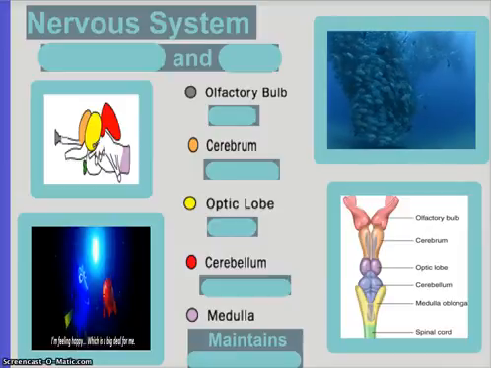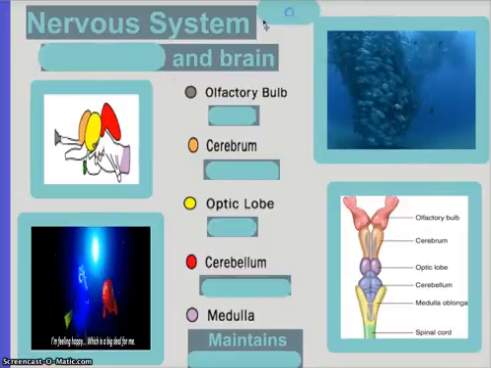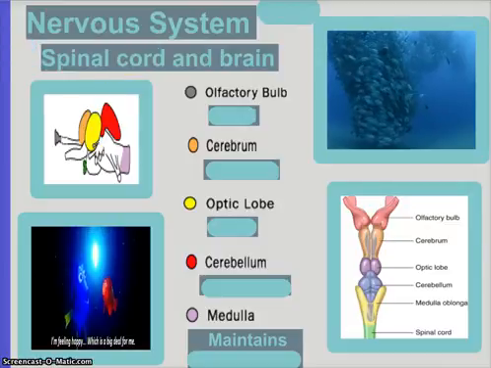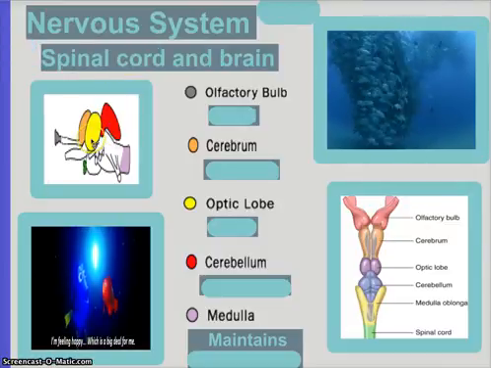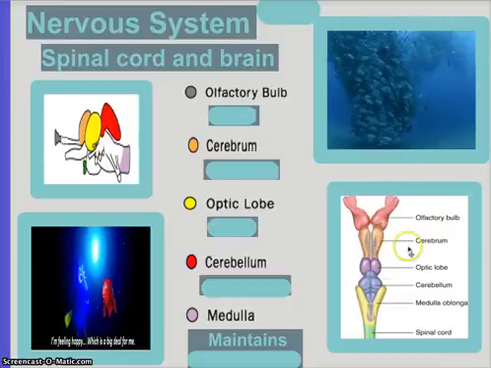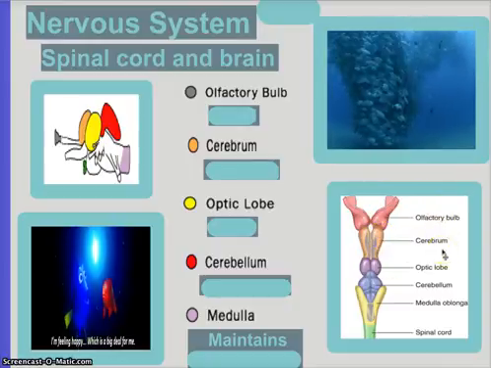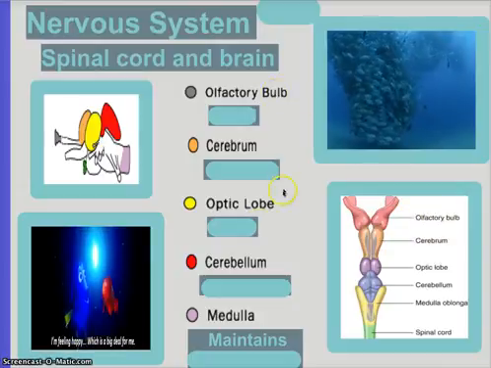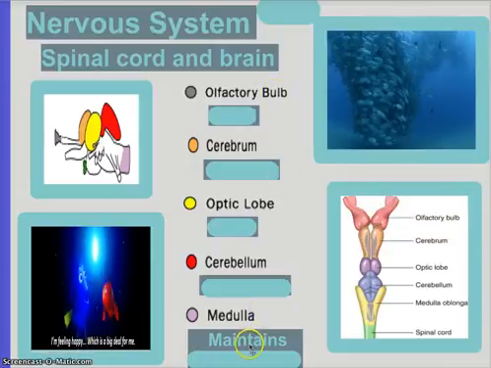Nervous system. Major organs? Brain and spinal cord. Good job. And then this is a picture of a brain, and here, like their picture, kind of the same thing, except they were missing one part, which is the cerebrum. But you heard all of these, so let's see if you could remember what each one does. Oh, and they didn't talk about the medulla either.